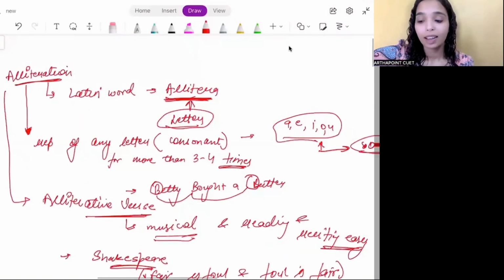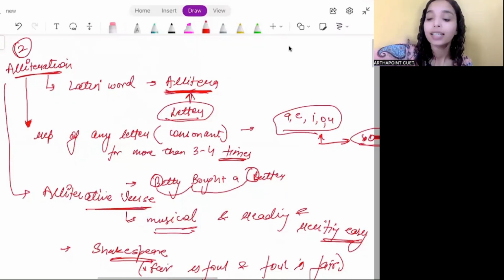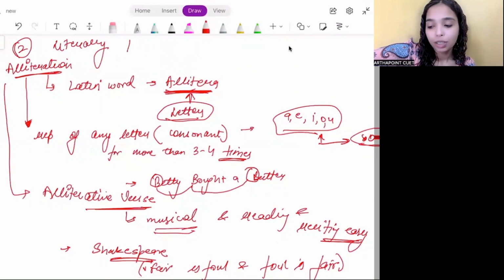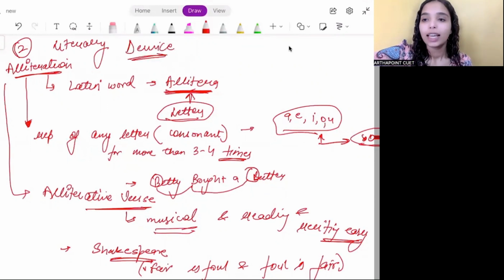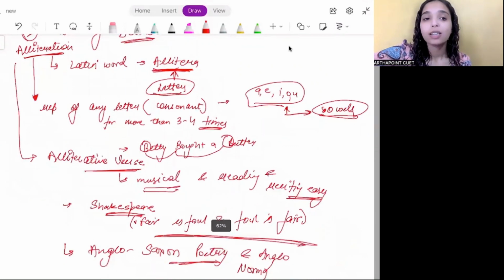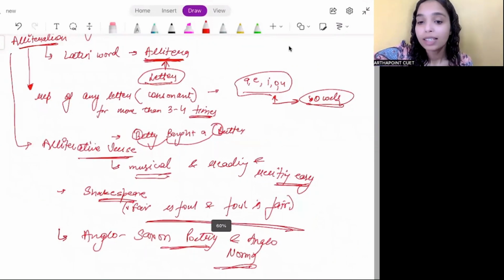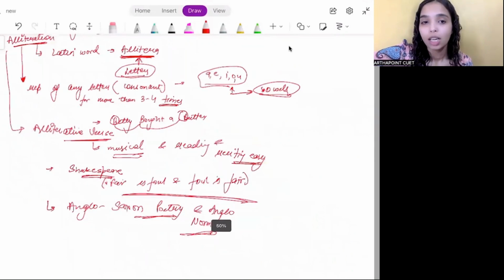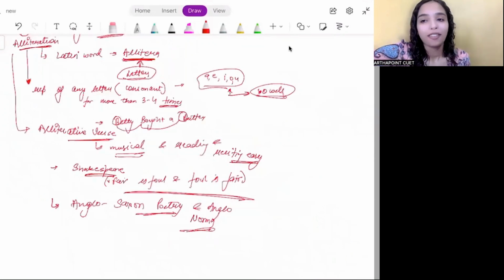With this, we cover the second literary device. If you have any question regarding this particular literary device, you can write it down in the comment section below. Also, if there's any particular literary device that you want me to cover first, you can let me know because we would be covering that.